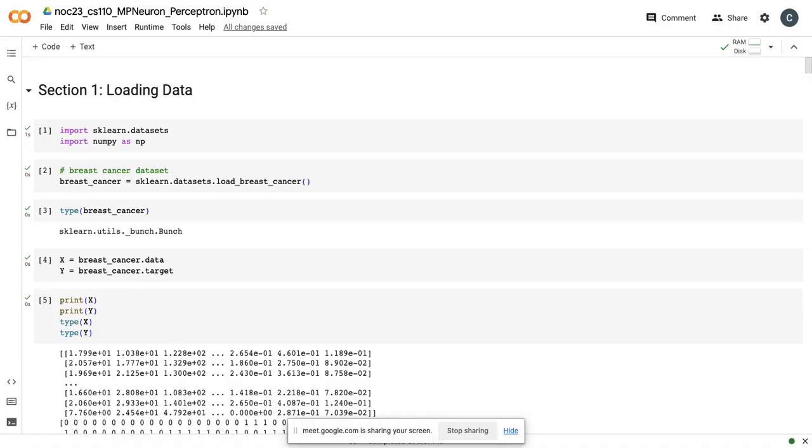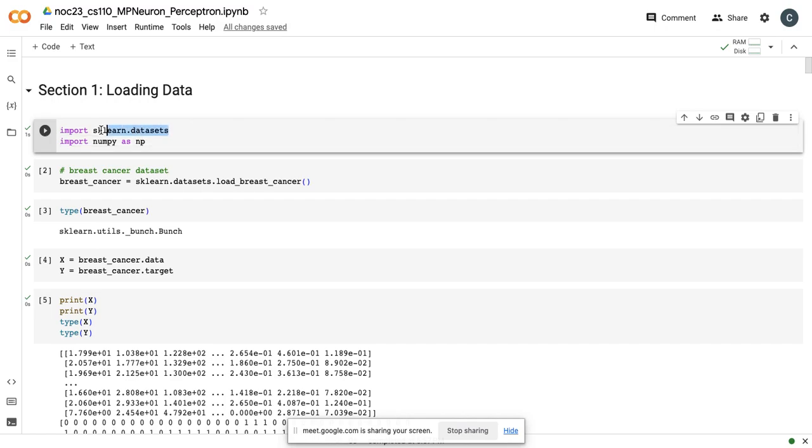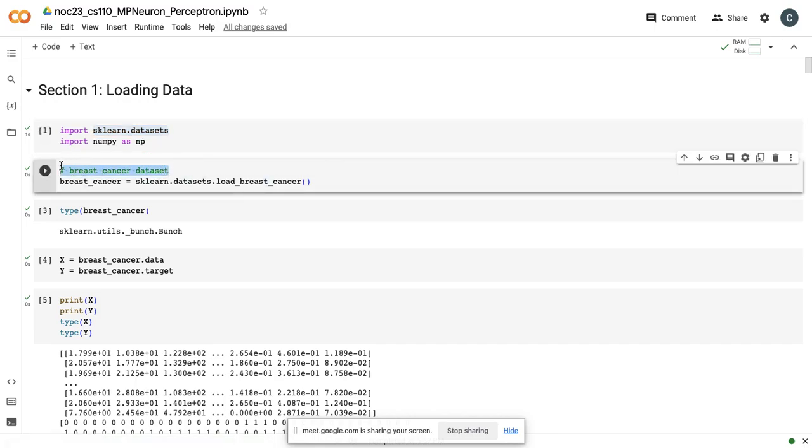Just to give a summary before going towards the perceptron learning algorithm and how we did that, a recap of what we have done. Our aim was to build a simple MP neuron and a perceptron model using Python. To do that, we need data. For that data, we are directly importing from the sklearn datasets. From sklearn datasets, we have extracted a breast cancer dataset using the load_breast_cancer function.